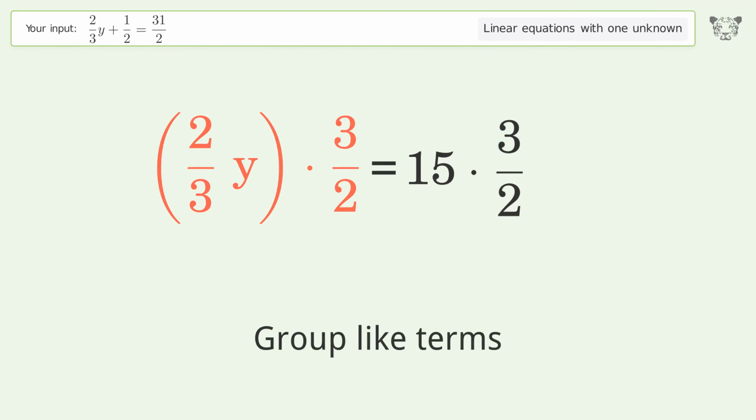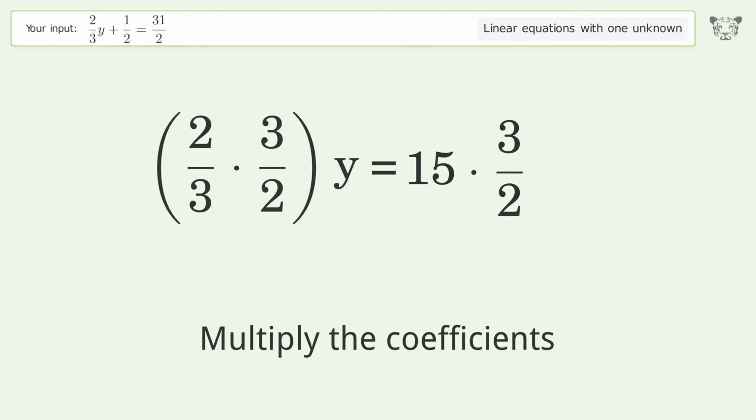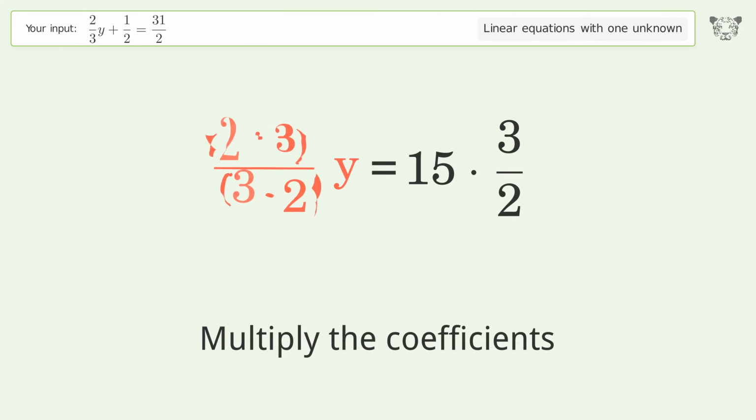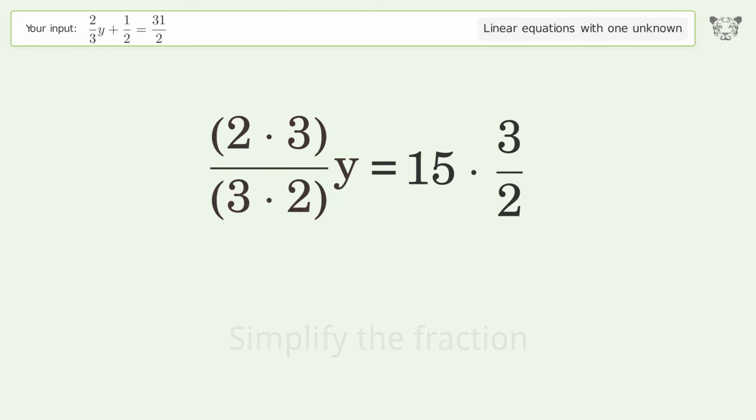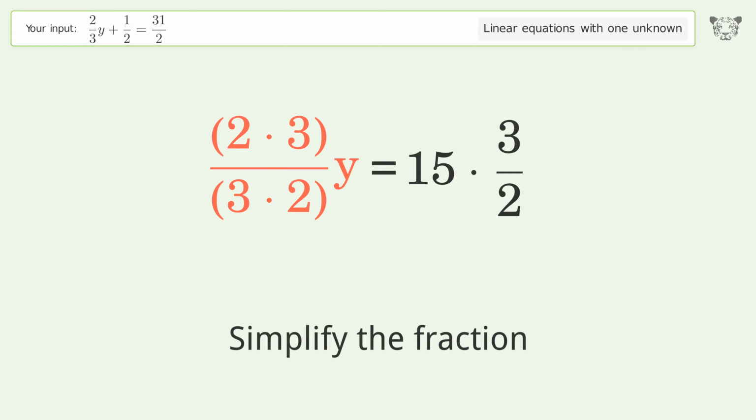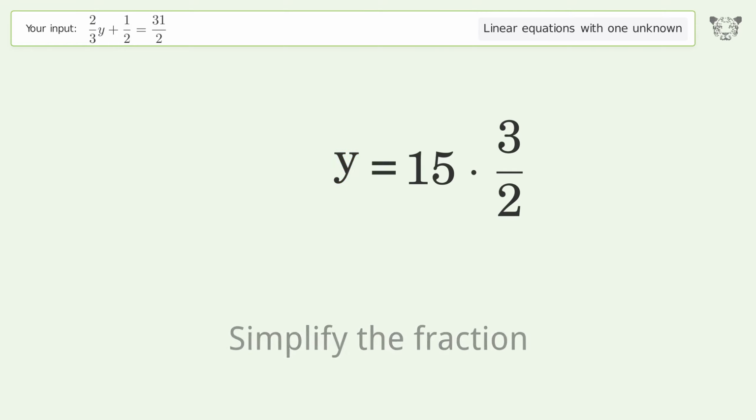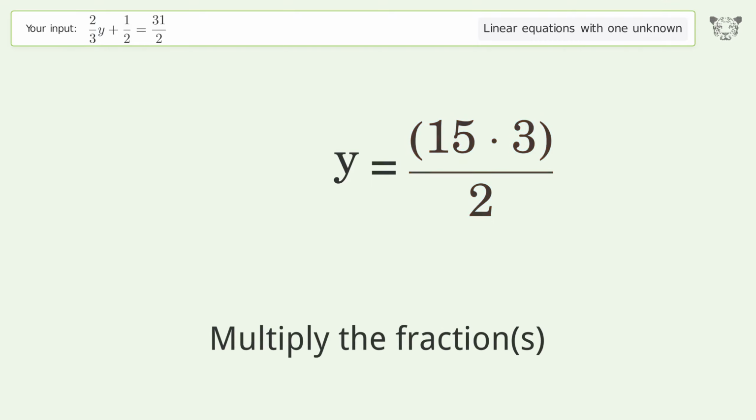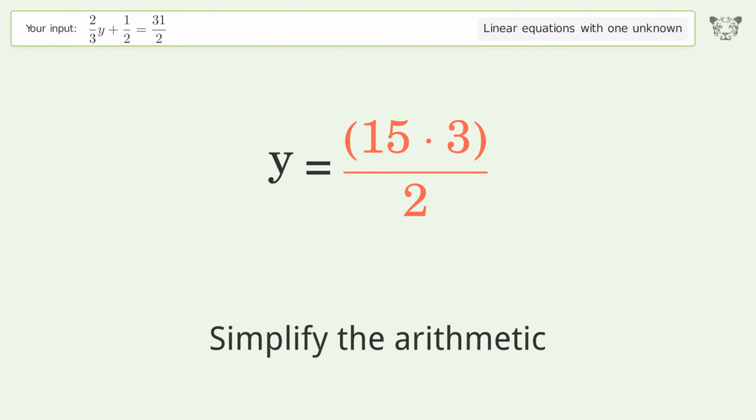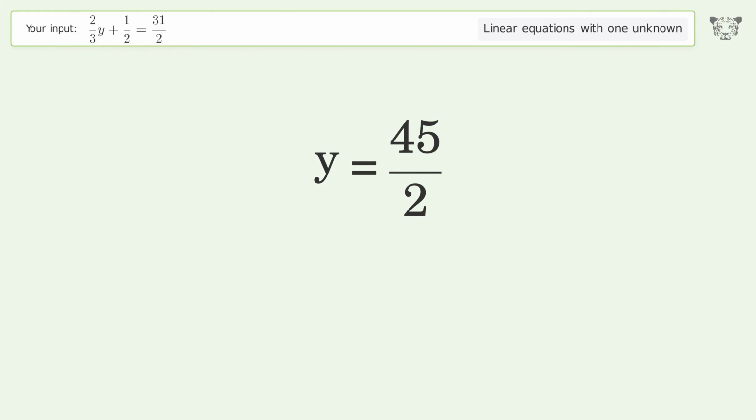Group like terms. Multiply the coefficients. Simplify the fraction. Multiply the fractions. Simplify the arithmetic. And so the final result is y equals 45/2.